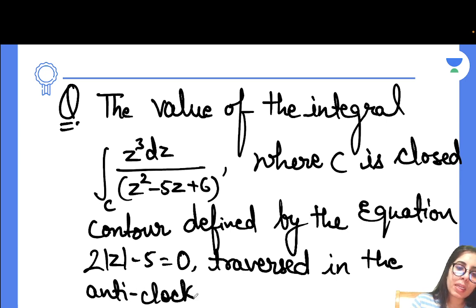And if in any question they don't show or give you the direction, then you will assume it to be anti-clockwise. But even if in the figure they are showing you the direction, you have to consider that one, okay?